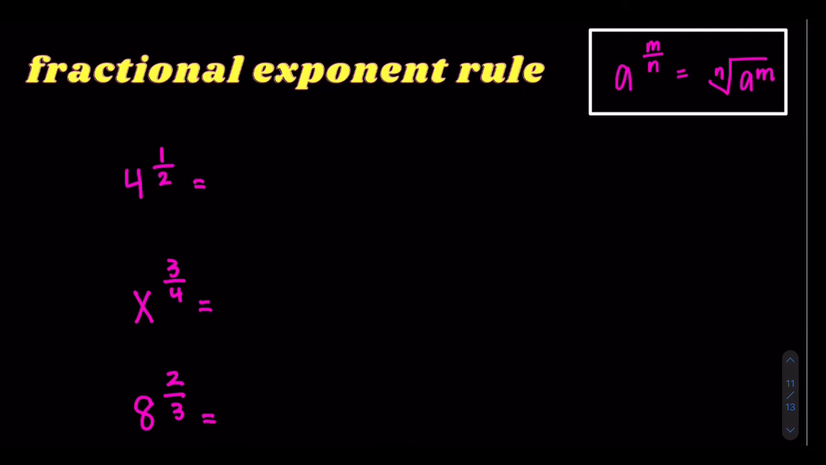For our first example, we have 4 to the 1/2. Remember when you have a fractional exponent that the numerator is going to be the exponent of the base variable that goes inside of the root. The denominator is going to be the number that goes in the crevice of the root.